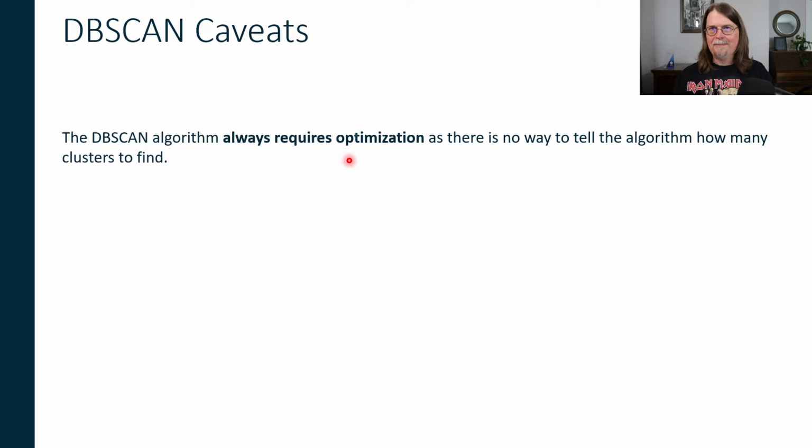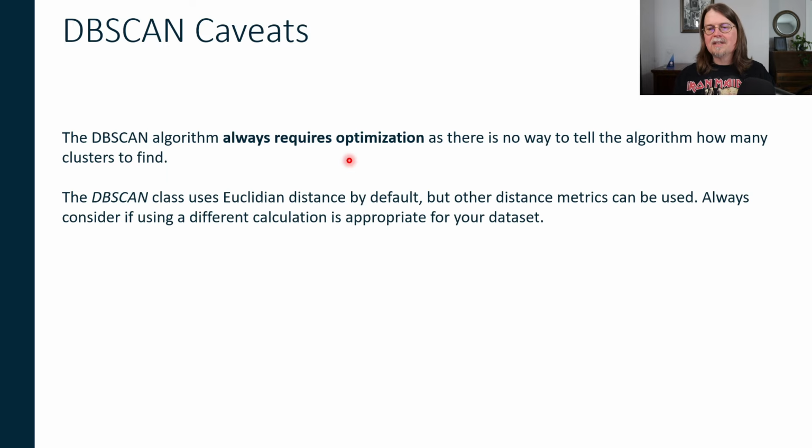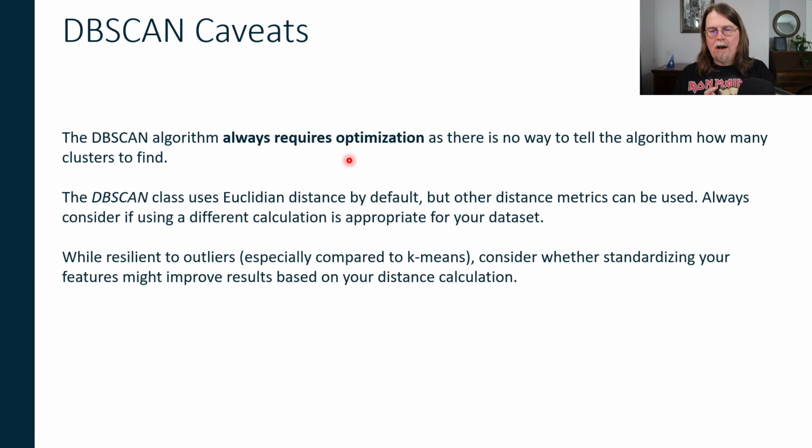As I mentioned, Euclidean distance is the default with DBSCAN in scikit-learn, but you can use other distance metrics. For example, if you are doing something in logistics and you need to take into account the curvature of the Earth in your clustering, you can use something like haversine distance. And if you don't know what any of that means, that's okay. Most of the time in real-world business analytics, you're just going to stick with Euclidean distance, which is the default. Now, DBSCAN is resilient to outliers.